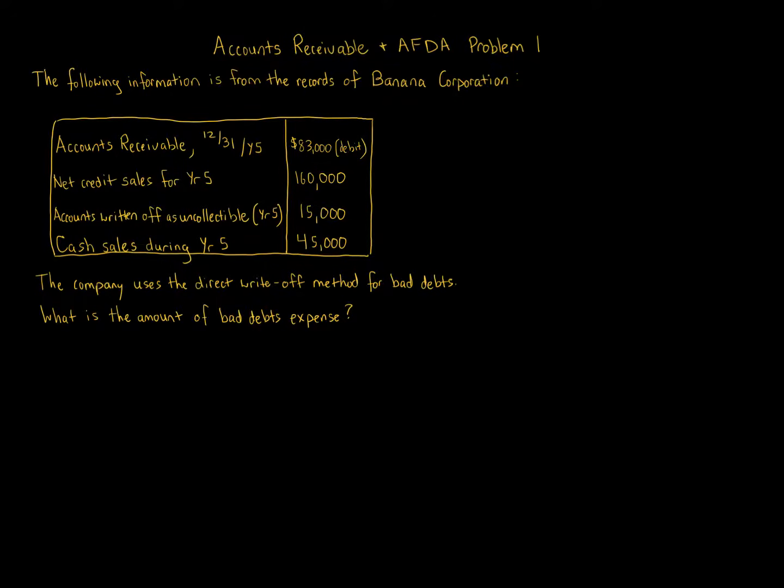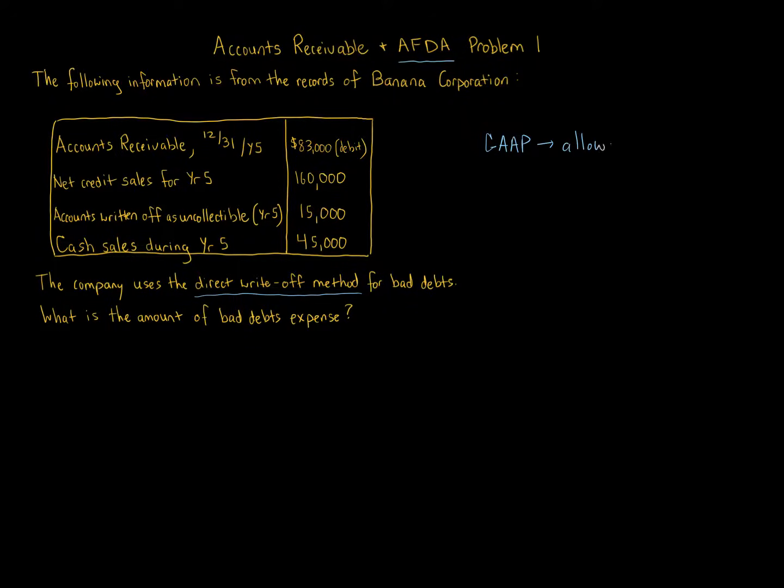This question focuses on accounts receivable, and students tend to get really stressed and nervous about accounts receivable. It does get very difficult at times, especially when you're focused on allowance for doubtful accounts and AFDA. The good news is that in this problem, we're looking at the direct write-off method, which, if you remember, under GAAP, under generally accepted accounting principles, the allowance method is required.